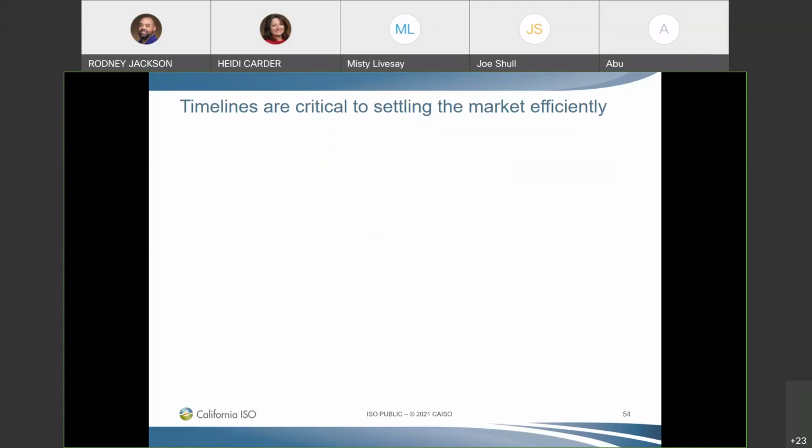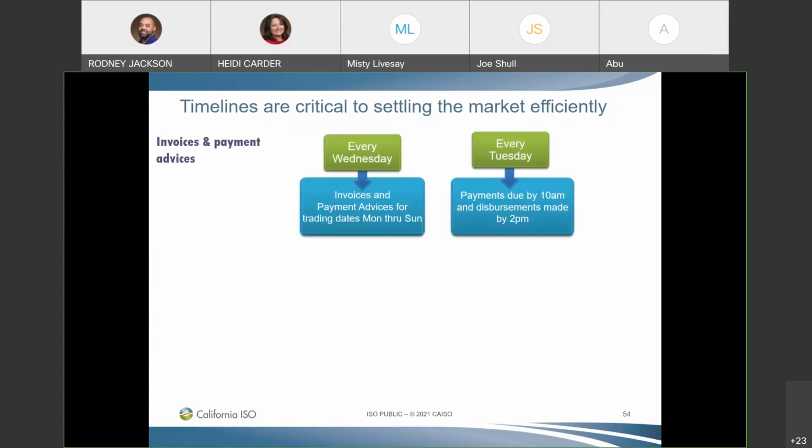So now, timelines are critical to settling in the market efficiently. Each entity will receive a series of settlement statements by the trade date. Initial settlement statements are only an estimate of the final result, and marginal adjustments may be needed several months after the actual trade date. Invoices or payment advices for market transactions are published weekly on Wednesdays, today, and include market transactions from trading days Monday through Sunday from the previous week.